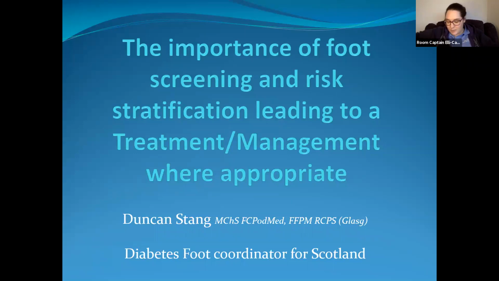We are very excited for this talk by Duncan Stang on the importance of foot screening and risk stratification leading to a treatment or management where appropriate. This is a really important issue for diabetics, so it's really great to have Duncan to speak to us about it.